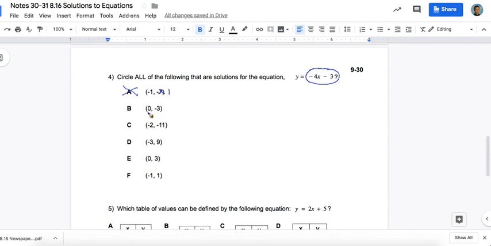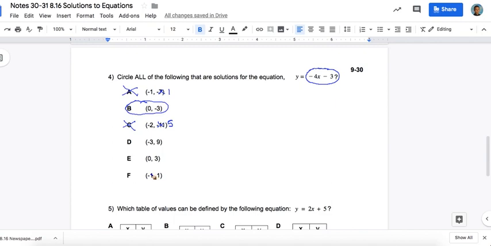Next one, my x is 0. Negative 4 times 0 is 0. 0 minus 3 is negative 3. So yes, this is a solution. The next one, negative 4 times negative 2 is 8. And 8 minus 3 is 5. So that is not a solution.